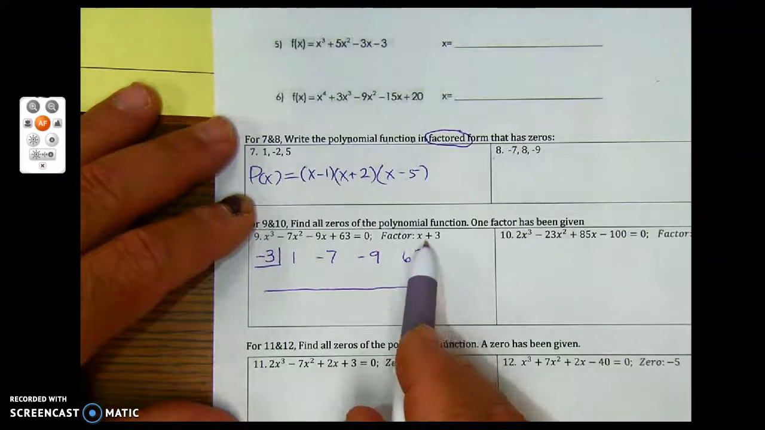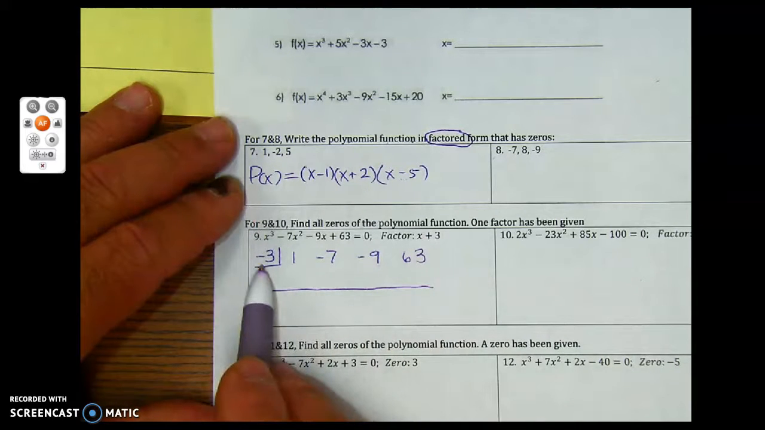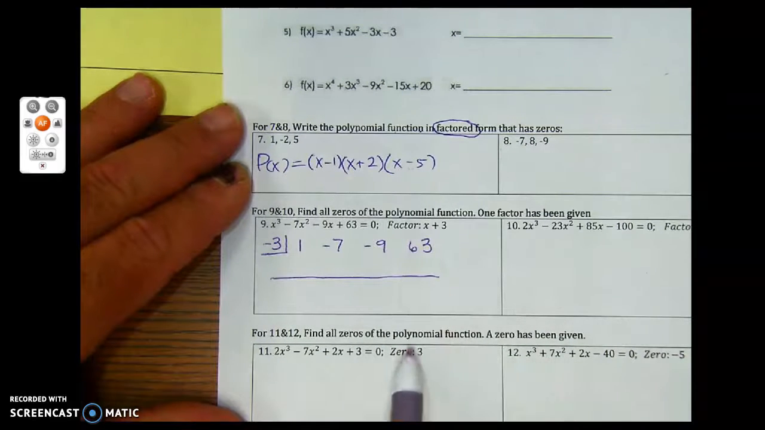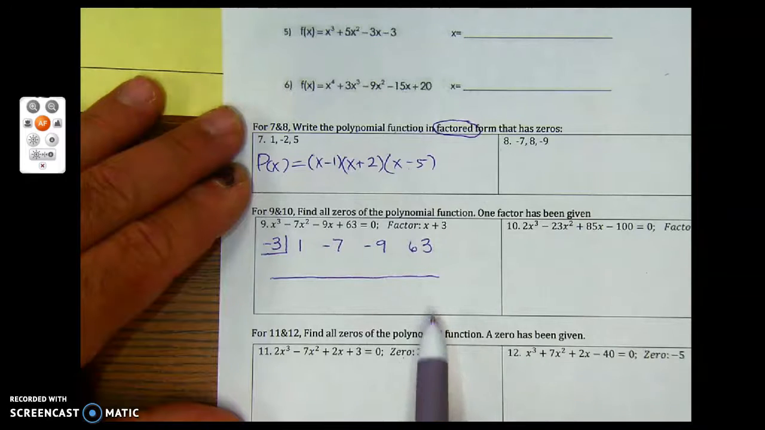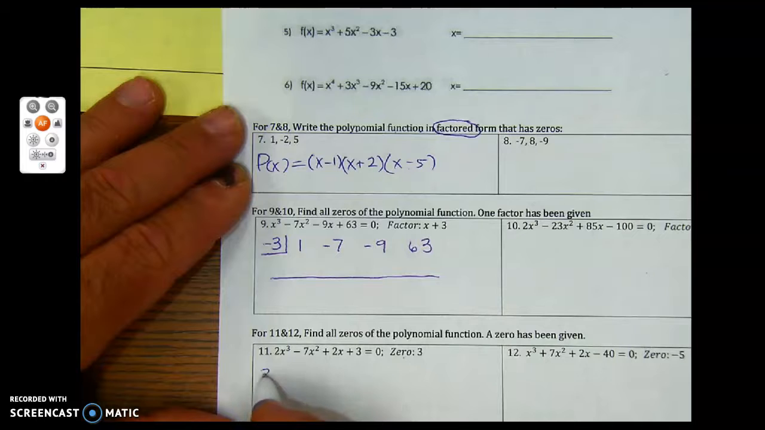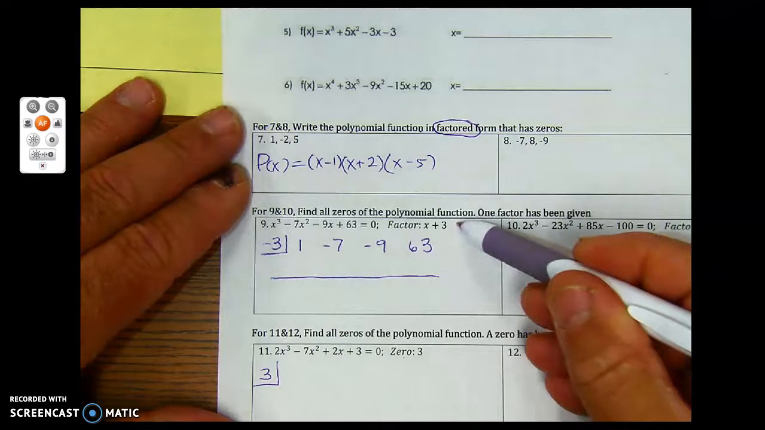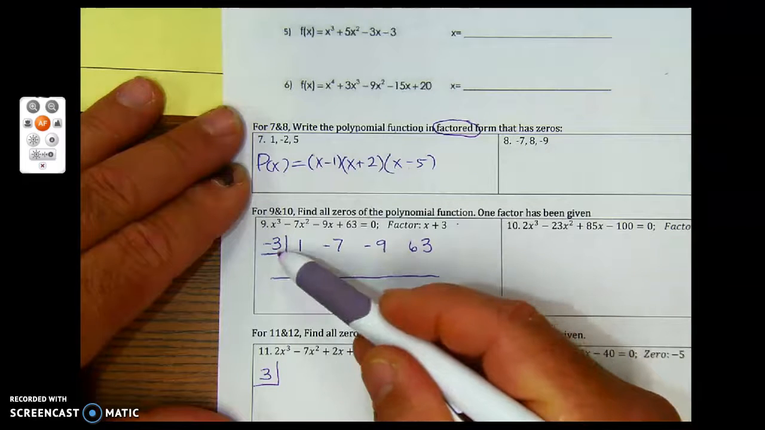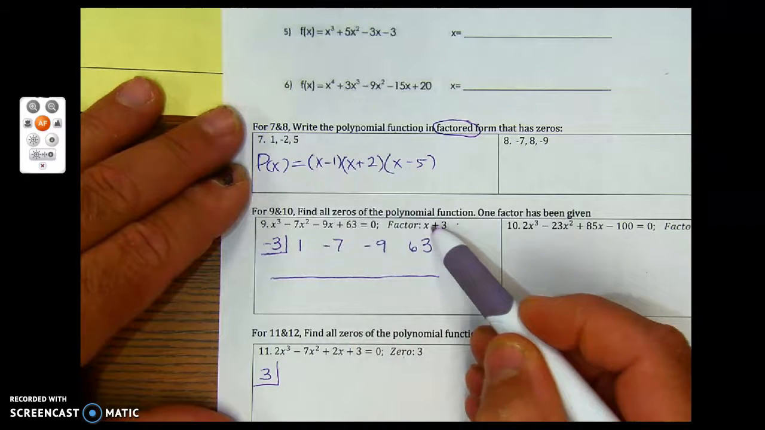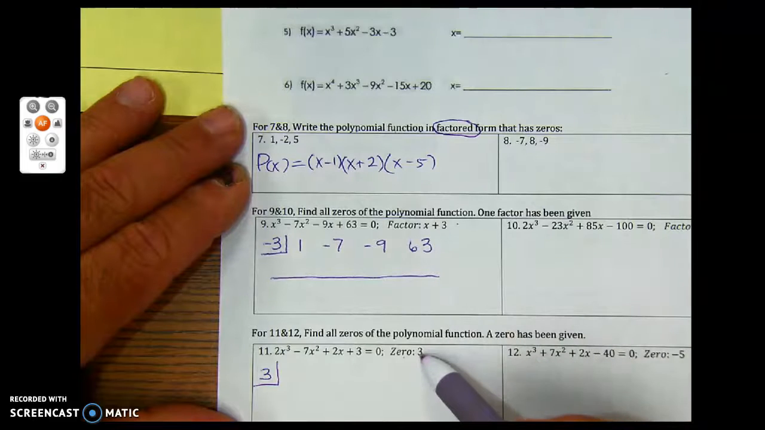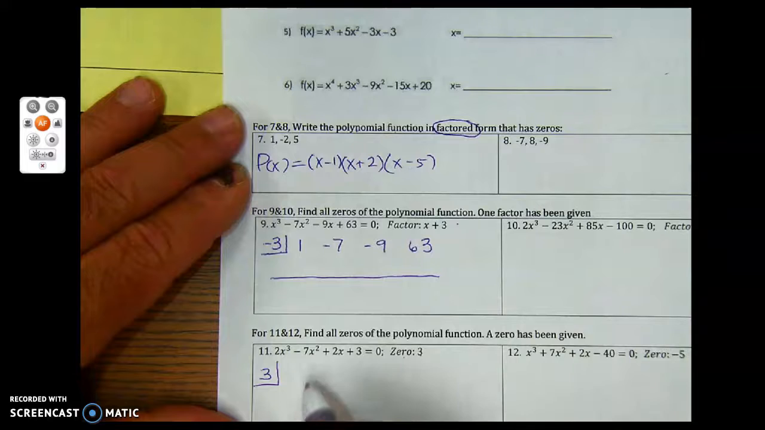Down here, notice that it was x plus 3, so I had to put negative 3 in the box. But down here, they didn't give me a factor. They gave me the actual 0. So they didn't give me x plus whatever or x minus whatever. They just said the 0 is 3. So we just leave it as 3 and put it in the box. Okay? So understand the difference. When they give you a factor, they're basically giving you a 0, but you know it's the number that is opposite of that. But when they give you the 0, please don't change the sign. Okay? Just put that number in the box. So that's 2, negative 7, 2, 3.